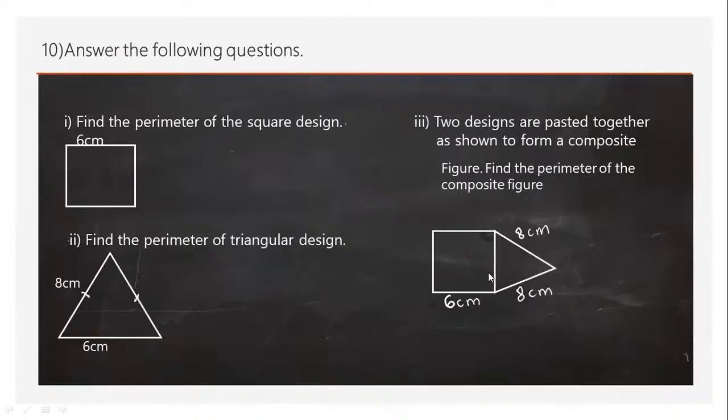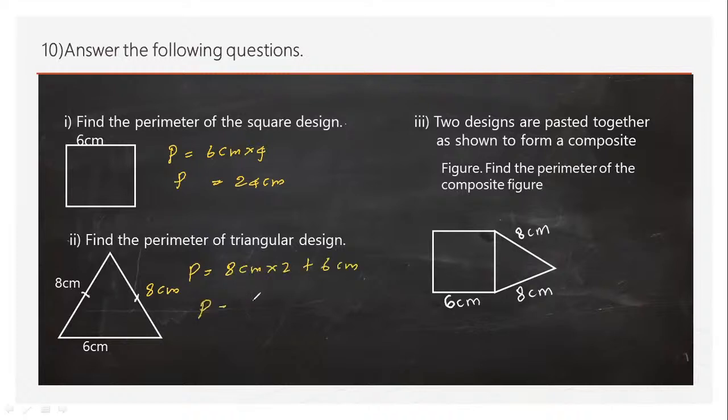Answer the following questions. Find the perimeter of the square design. You know how to find the perimeter. Perimeter means adding around the boundary. So perimeter equals 6 centimeter into 4. Perimeter equals 24 centimeter. And find the perimeter of the triangular design. You can see this side 8, then this side also 8 centimeter. Then perimeter equals 8 centimeter into 2 plus 6 centimeter. Perimeter equals 16 centimeter plus 6. Perimeter equals 22 centimeter.